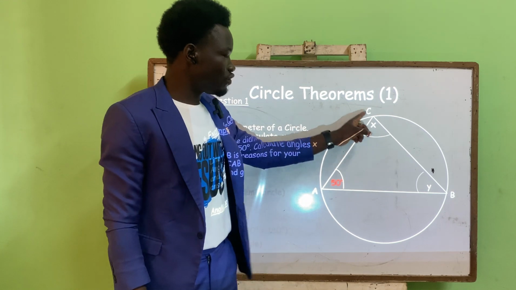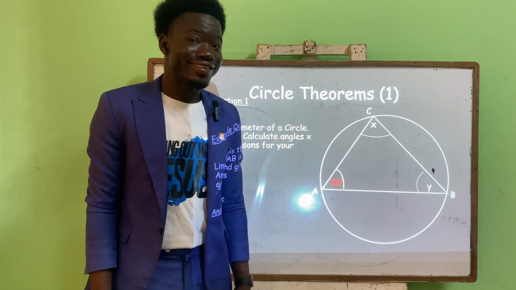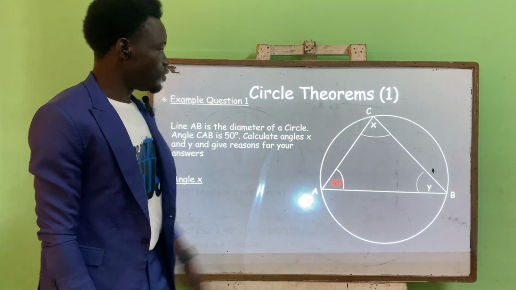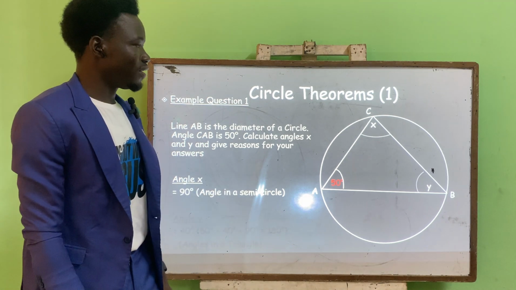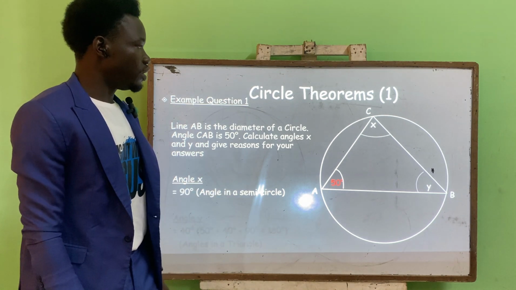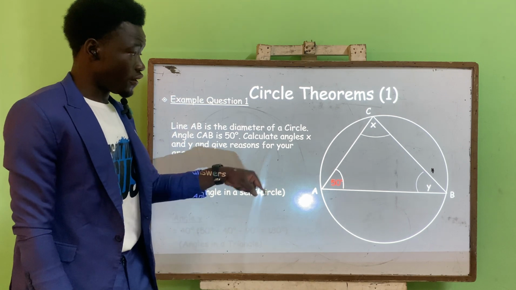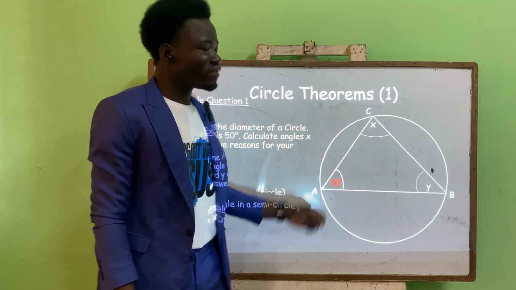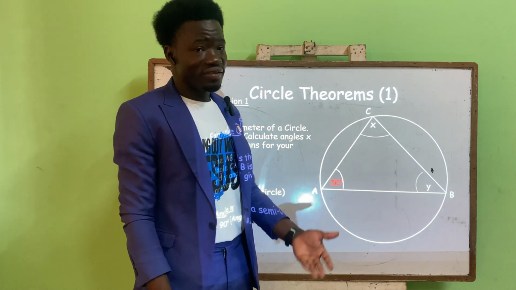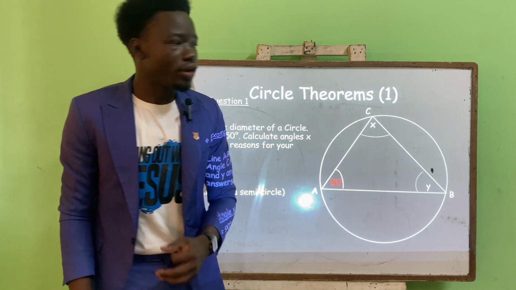And the angle subtending to the circumference from the diameter is what? 90 degrees. So it means that X is 90 degrees. Angle in the semicircle, or angle subtended from the diameter to the circumference of the circle. The circumference is the distance around the circle. So anytime we mention circumference, you know what we are talking about.